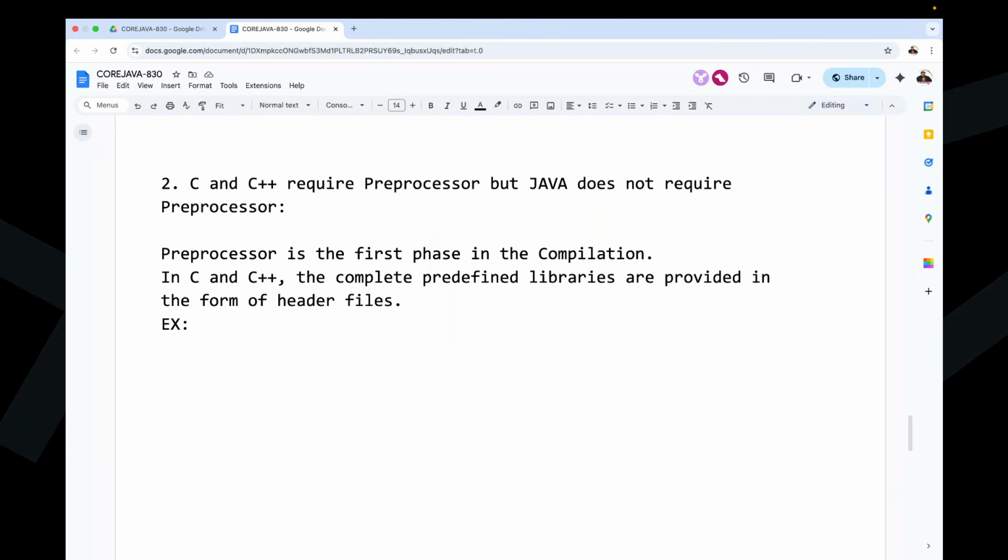Now, can you tell me examples for header files, guys? Examples for header files. Stdio.h, conio.h, math.h. Am I right? All of you.